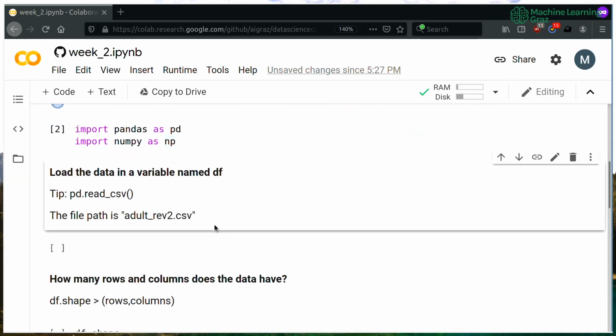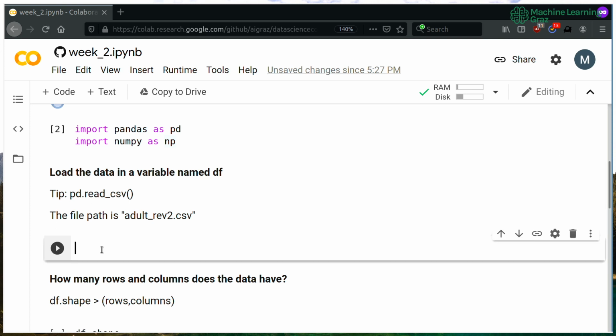So now back to here. This is the actual quiz. What I want you to do is, in this line of code here, load the data into a variable called data frame, df. As we previously showed, we already wrote the command in the tip. So I want you to write this, and the path of this data is exactly as written here. And it's comma separated, yes.